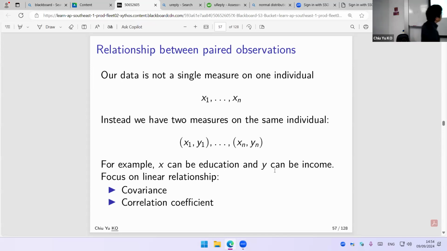And even more, we will look at a very simple relationship, linear. Non-linear we cannot do, okay? Non-linear requires more study, okay? We study how they're linearly related.